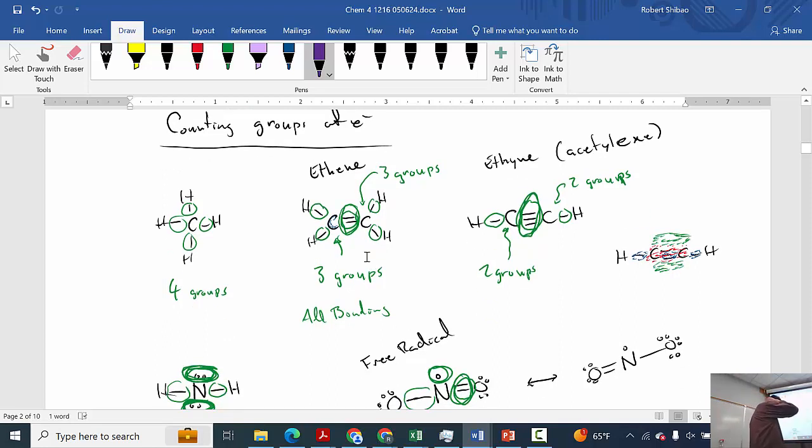So let's count the groups of electrons here. If we look at this one, how many groups do we have? We have 4 single bond groups. That would be 4 single bond groups, or 4 bonding pairs.